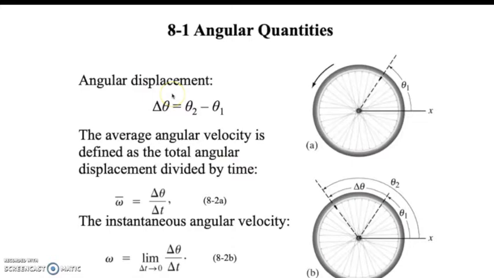Angular displacement. So that's the change in angle. That's going from this angle to, let's say, this angle. So this would be the change in angle, so it's angle 2 minus angle 1. Angular velocity is change in angle over change in time. And then the instantaneous angular velocity would be the limit as t goes to 0 of the change in angle over change in time. But this is the big equation here. Angular velocity is change in angle over change in time.